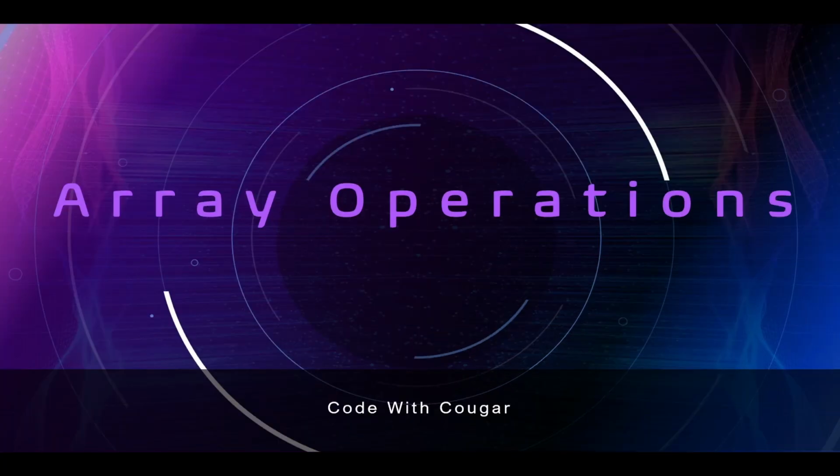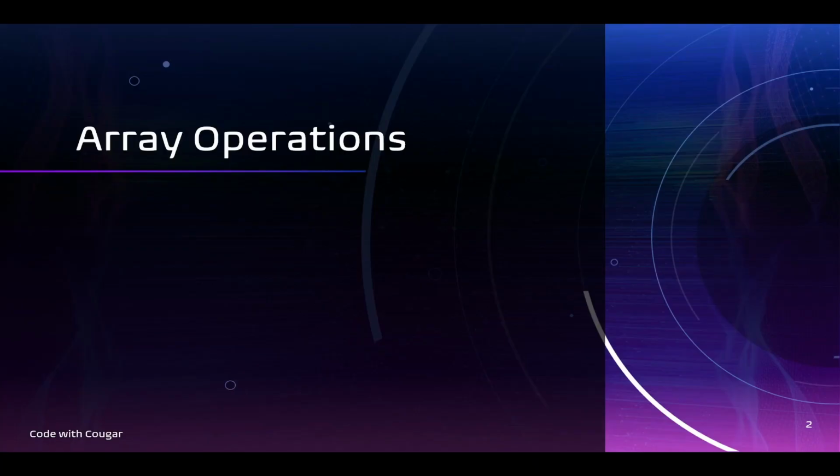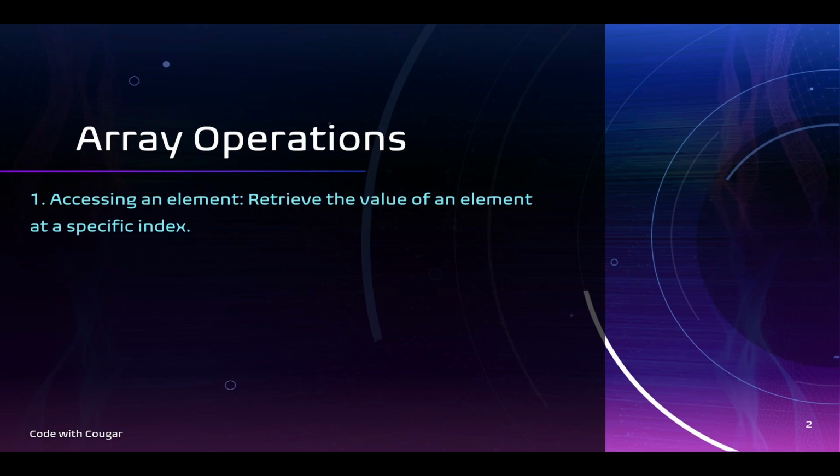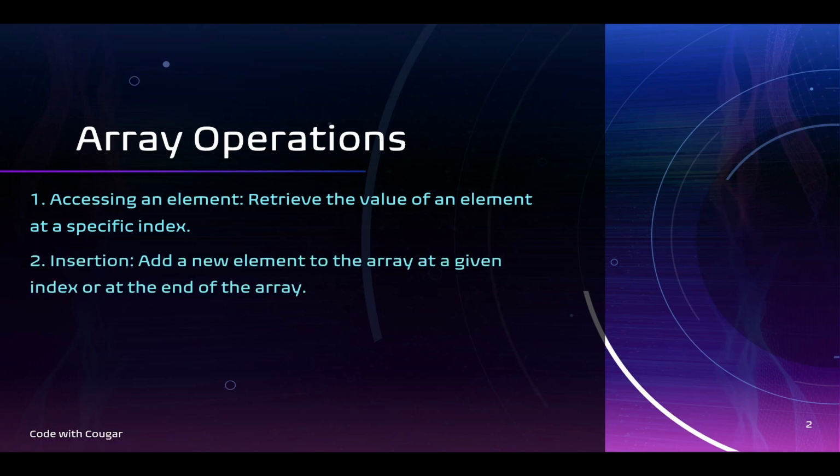In the previous videos, we got an idea about the array data structure. So in this video, we're going to talk about all the operations we can perform on an array structure. The first operation that we are going to discuss is accessing an element from an array structure. Basically, we mean retrieving the value of the element at a specific index.